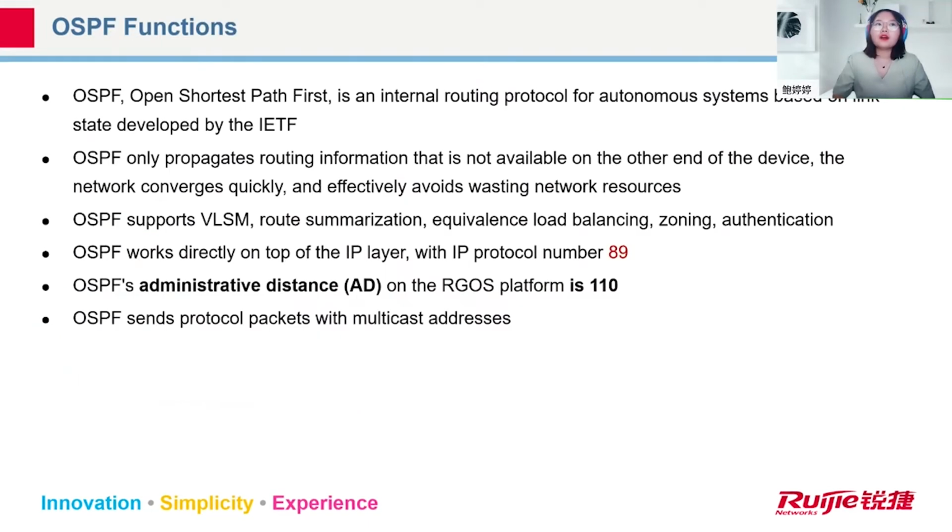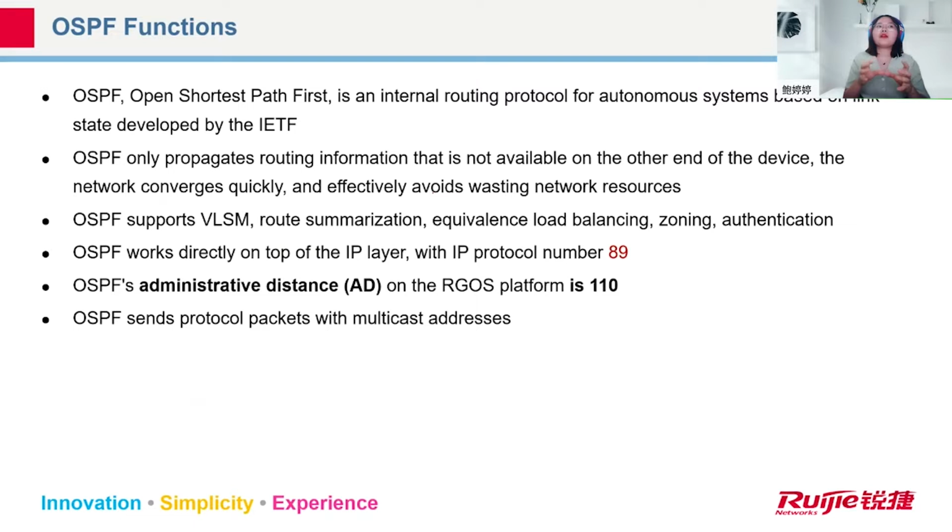The first is the full name and what's the algorithm. We already know it, right? OSPF, Open Shortest Path First, belongs to the IGP, and the algorithm it uses is link state. Another parameter is that OSPF only propagates the routing information that is not available on the other end of devices, and the network convergence will be quick and effective, avoiding wasting network resources. This one is very important.